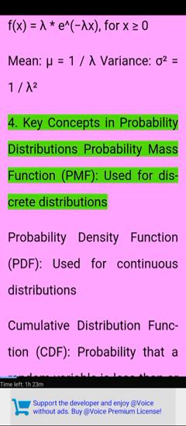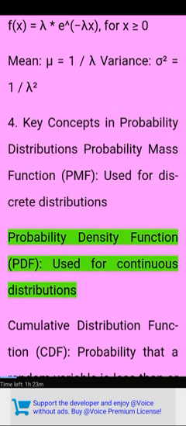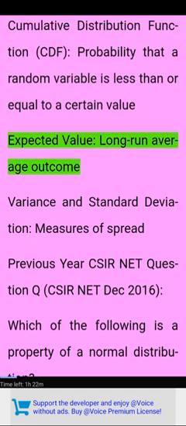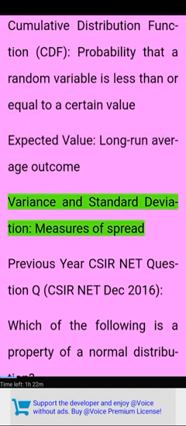4. Key concepts in probability distributions. Probability mass function, PMF, used for discrete distributions. Probability density function, PDF, used for continuous distributions. Cumulative distribution function, CDF, the probability that a random variable is less than or equal to a certain value. Expected value, the long-run average outcome. Variance and standard deviation, measures of spread.